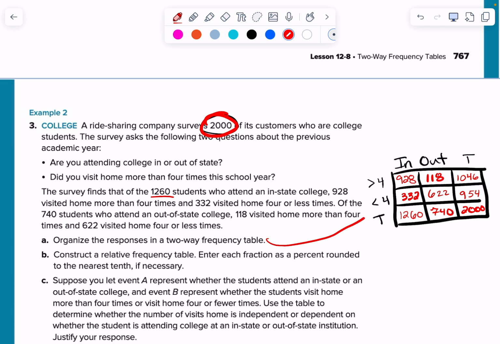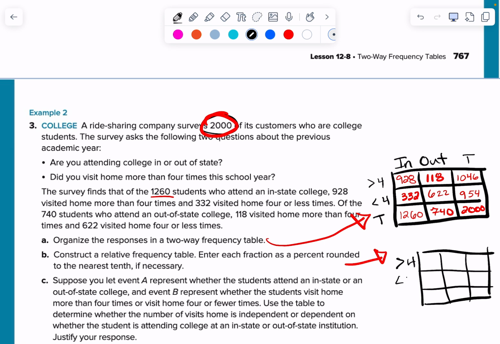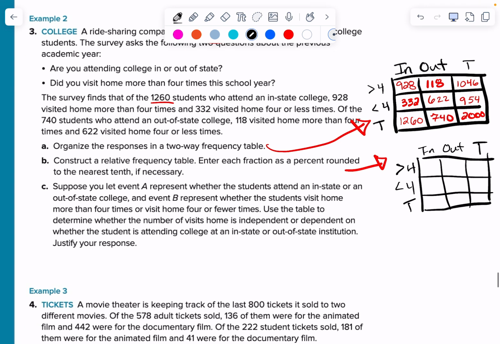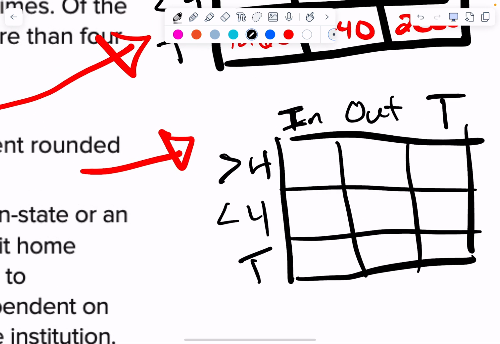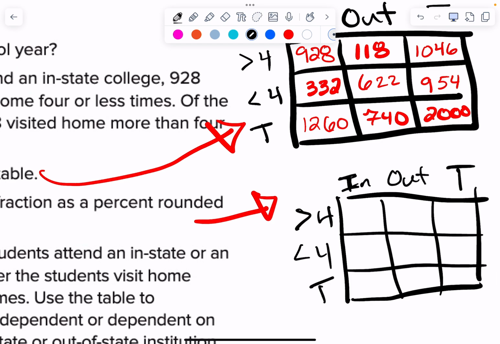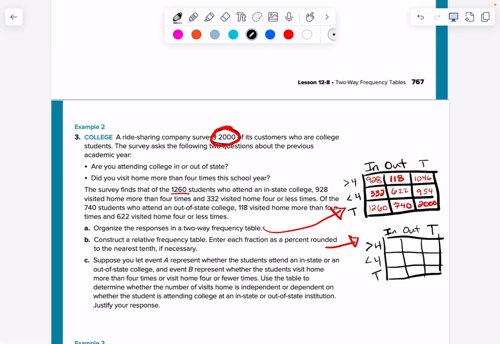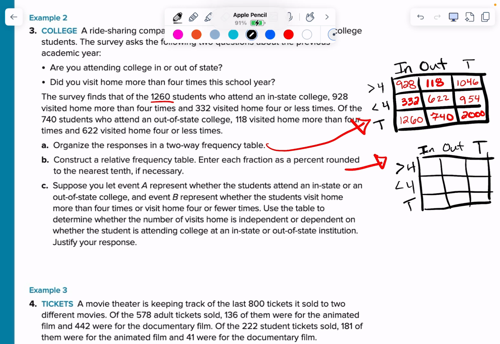Organize the response in a two-way frequency table. Done. Construct a relative frequency table. We're going to do the same thing again, but do your percentages. That's why this is kind of tedious. Greater than 4, less than 4, total. In, out, total. Okay. Can you take it from here? Okay, do your percentages and all the things. Okay, and then answer part C. Beautiful? Great.